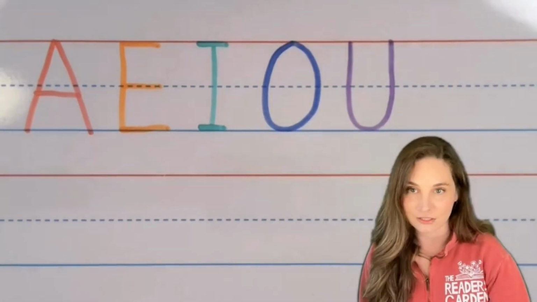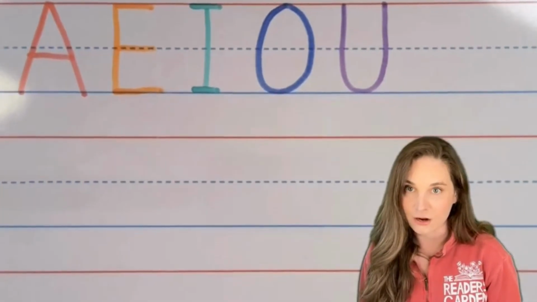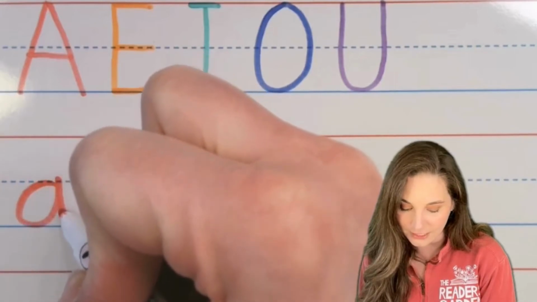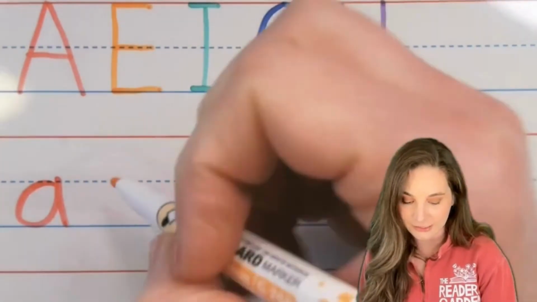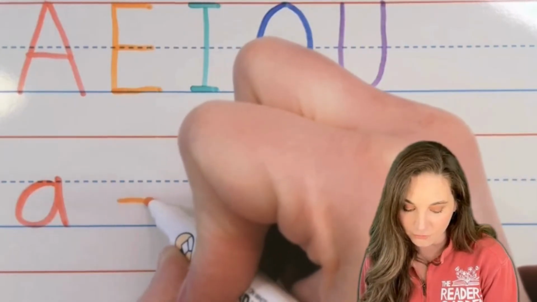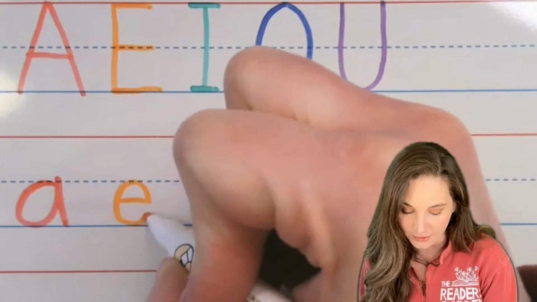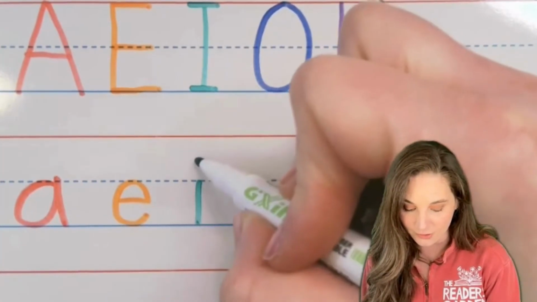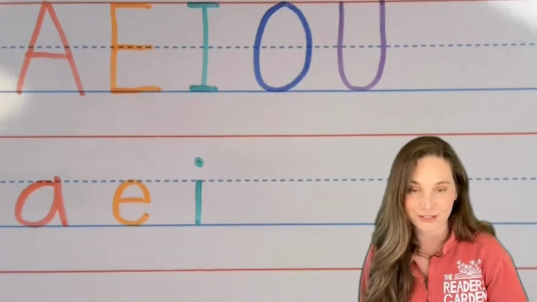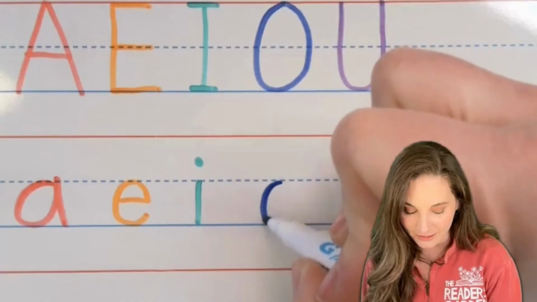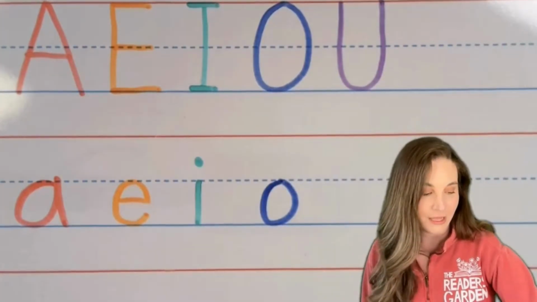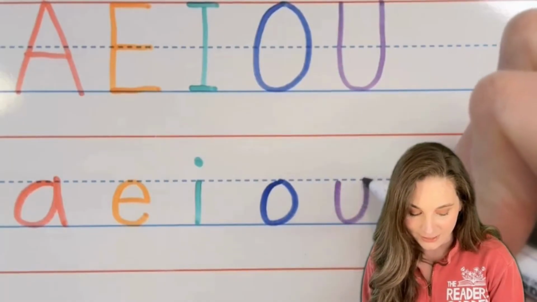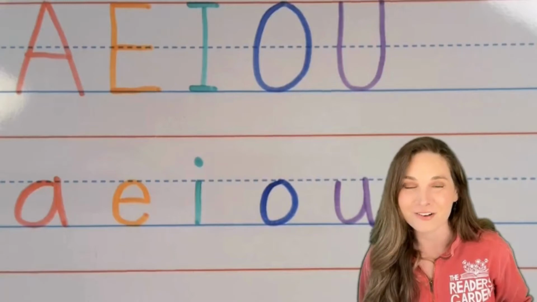Let's do our lowercase. To do our lowercase A, we are going to do a curve, curve, curve, come back up, tail to the bottom. To do our lowercase E, we do a horizontal line over, curve around, and come back up. To do our lowercase I, we do a straight line with that cute little dot. To do our lowercase O, we just do a smaller little egg under that middle line to the bottom. And to do our lowercase u, we just have a smaller roller coaster ride straight back up and tail to the bottom. This is how we make all of our vowels.